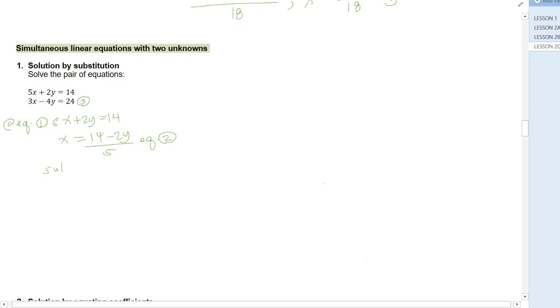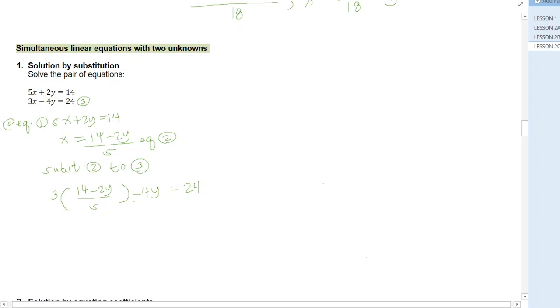So substituting 2 to 3. So that is 3 multiplied by x, which is 14 minus 2y, divided by 5. Okay, minus 4y is equal to 24. So this is in terms of y already. So we are now ready to get the value for y.